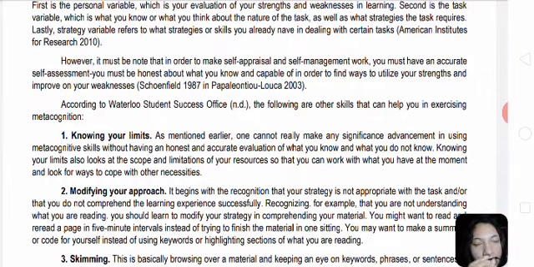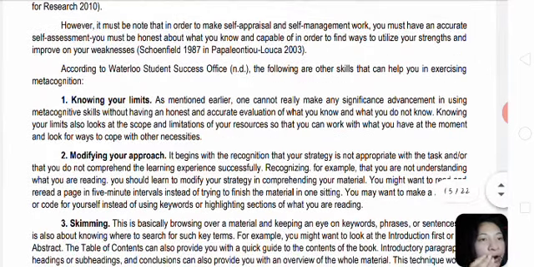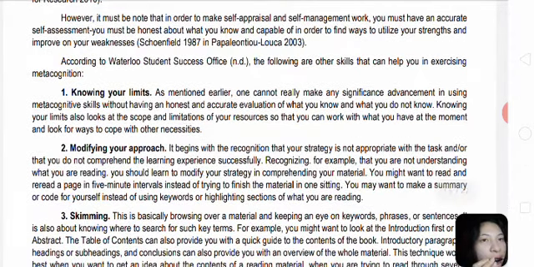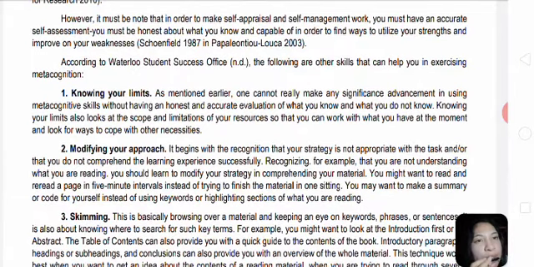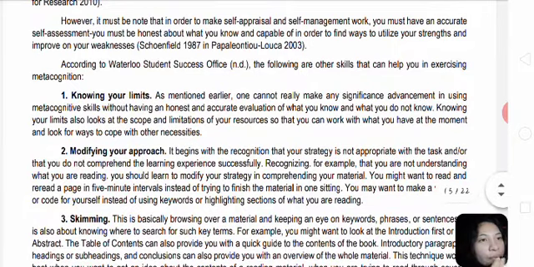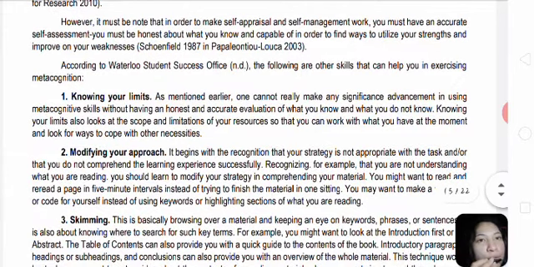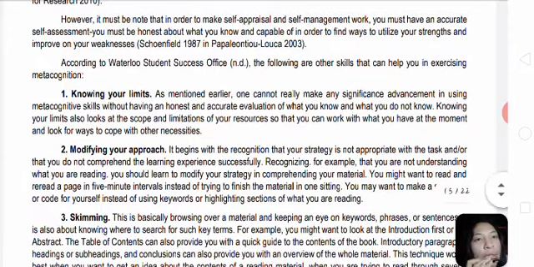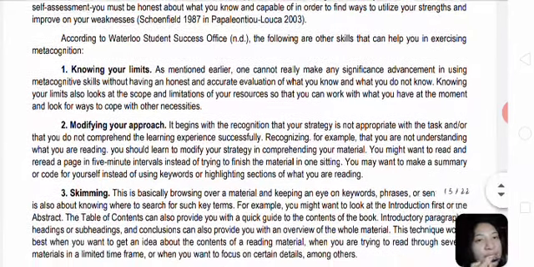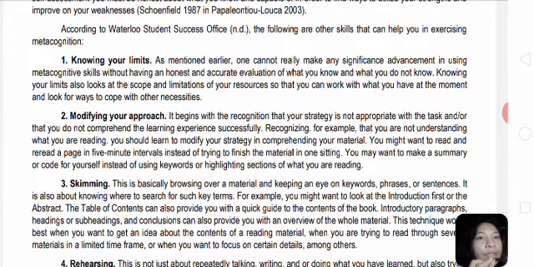1. Knowing your limits. As mentioned earlier, one cannot really make any significant advancement in using metacognitive skills without having an honest and accurate evaluation of what you know and what you don't know. Knowing your limits also looks at the scope and limitations of your resources so that you can work with what you have at the moment and look for ways to cope with other necessities. Number 2, modifying your approach.